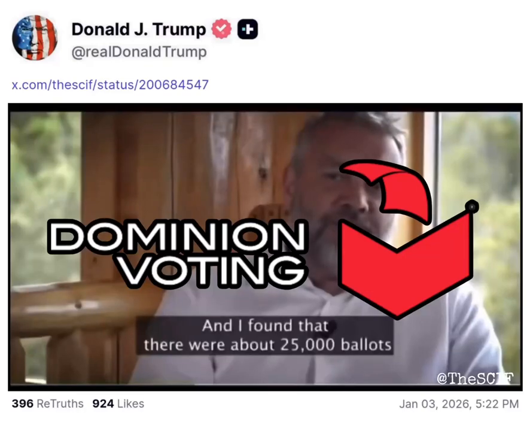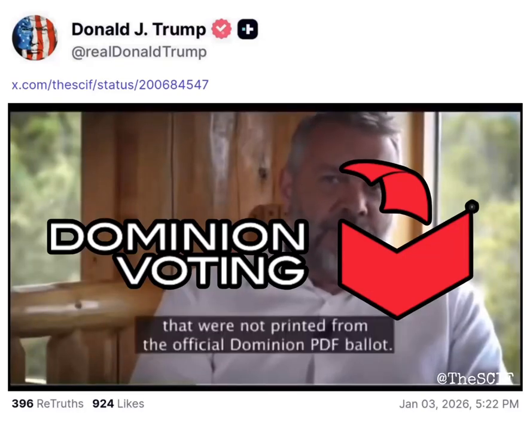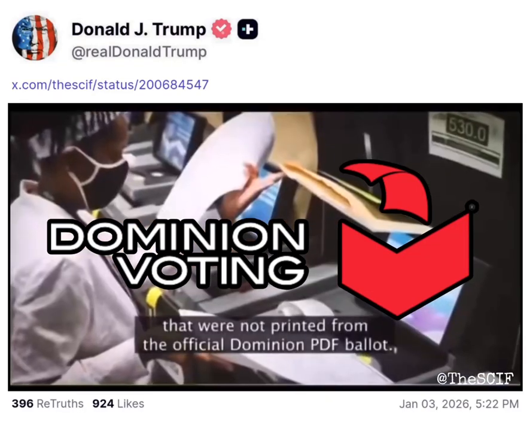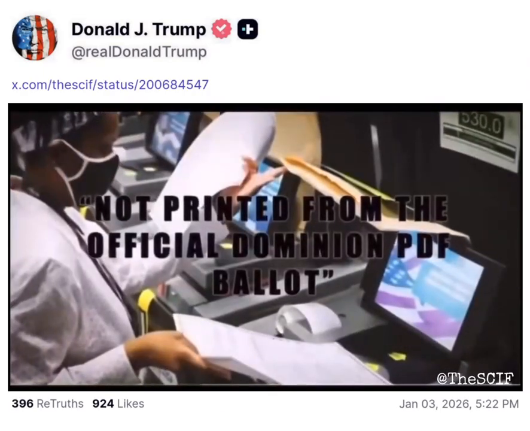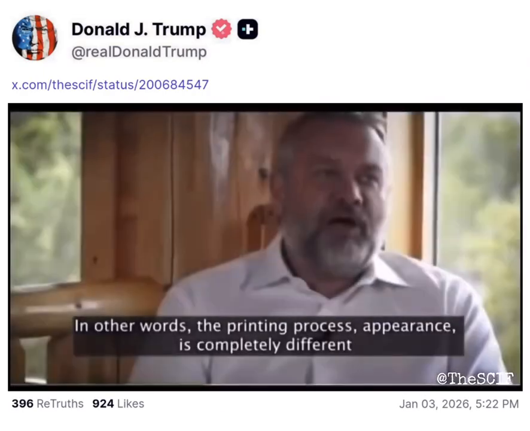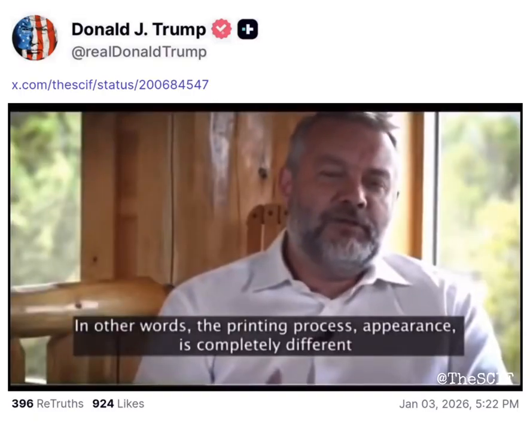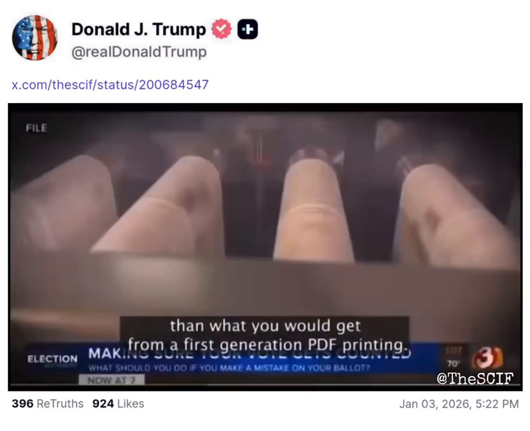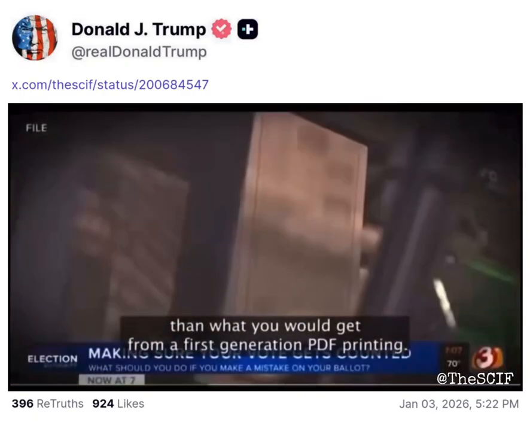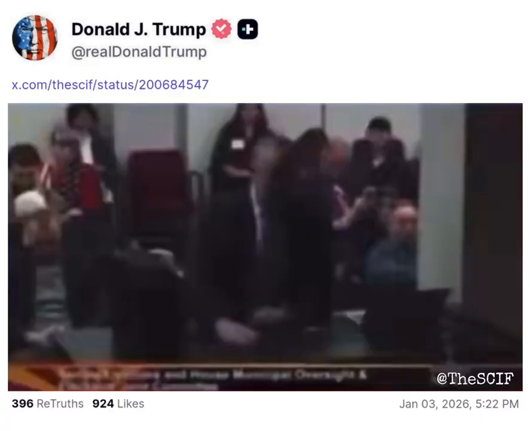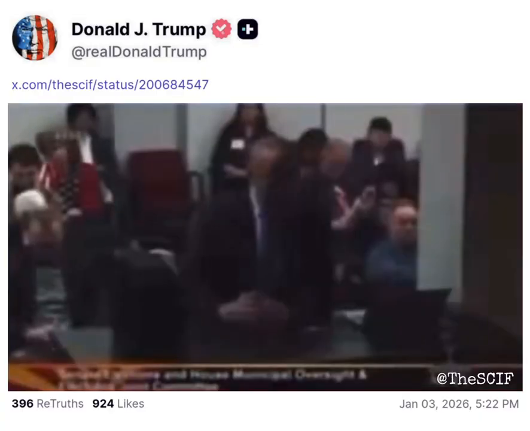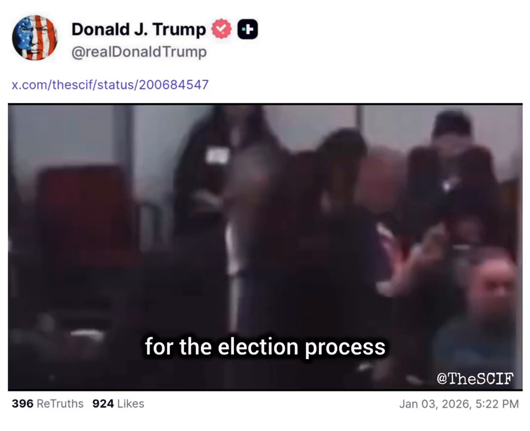Found that there were about 25,000 ballots that were not printed from the official Dominion PDF ballot. In other words, the printing process, appearance, is completely different than what you would get from a first-generation PDF printing. We had approximately 25,000 ballots that were not created from the PDF that is used for the election process.